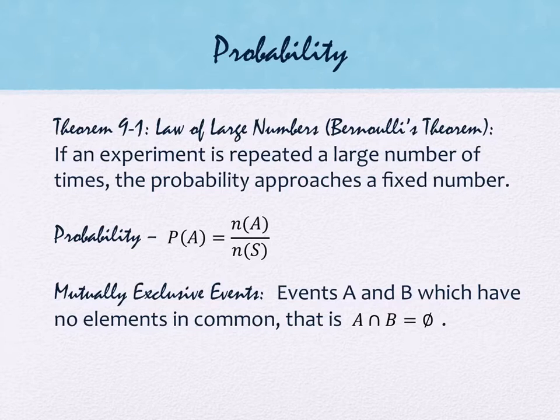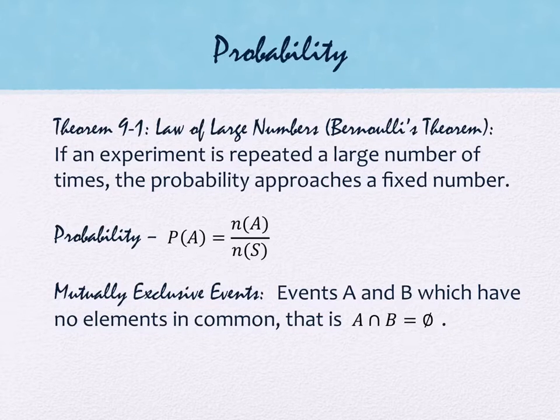Theorem 9.1 is Bernoulli's theorem, or the law of large numbers, and it says the following. If an experiment is repeated a large number of times, then the probability approaches a fixed number. So, for example, let's talk about flipping a coin. A plain coin, nothing out of the ordinary. You have heads on one side, tails on the other. If you flip a coin, what are the possible outcomes? Heads or tails. And on any given flip, what is the likelihood that you flip heads? 1/2. That's called the probability. So the probability of flipping heads on one flip is 1/2.